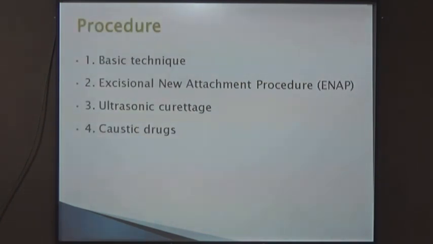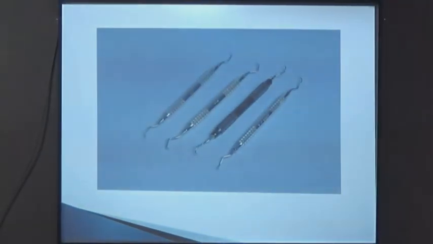Procedures: basic technique, excisional new attachment procedure, ultrasonic curettage and caustic curettage. Here you are supposed to give more importance to caustic, because all these other things you are very familiar with from the department, you are doing them. Caustic curettage we are not doing, but at least you should know what the medicines are which are used to do caustic curettage. These are the types.